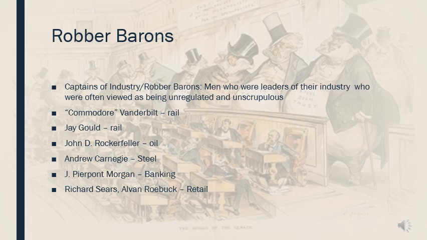Like I said, your textbook will talk more about these individuals. Some of the more common ones I've listed here and what their particular field was. You have probably heard of all of these guys except for maybe Jay Gould, and that is probably because he was basically run out of the country for his corruption. The rest of them all had pretty lasting effects on the United States. These guys were all both industry captains, but they were also philanthropists.